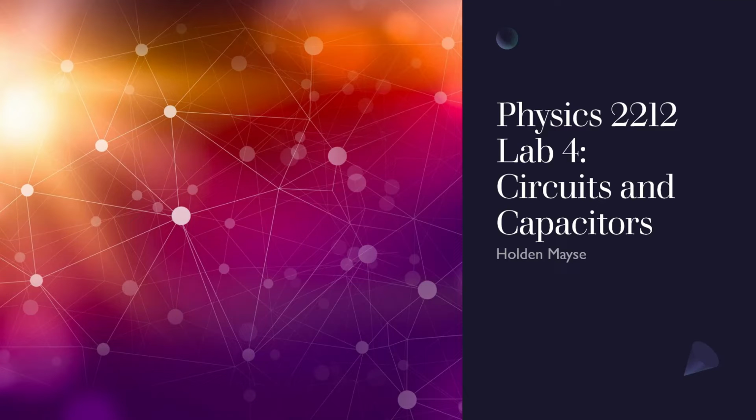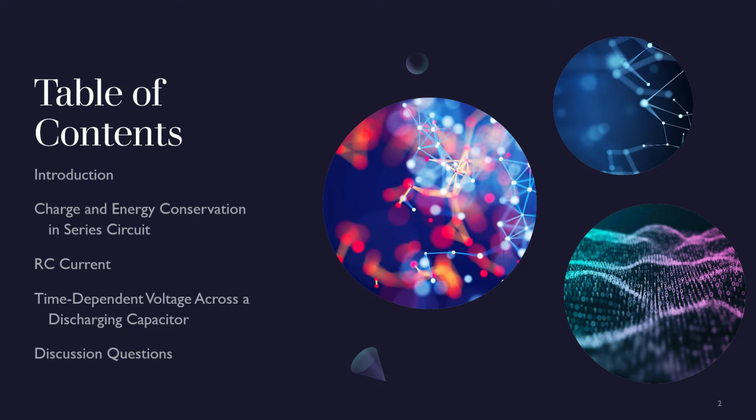My name is Holden Mays, and this is my video lab report for Lab 4 for Physics 2212 at Georgia Tech. This video will cover the lab in 5 sections, starting with an introduction to the lab, followed by an explanation of the portion of the lab covering series circuits, an explanation of the portion of the lab covering RC circuits, an experiment involving an RC circuit, and ending with discussion questions about the lab.